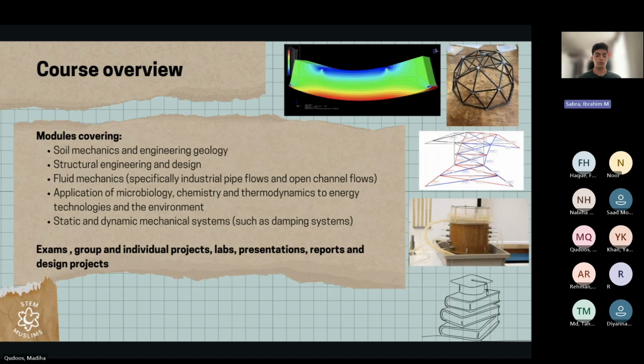Okay, on to the course overview. So the essential modules of civil engineering, which you'll cover in year one, year two, and year three, are soil mechanics, structural engineering, and fluid mechanics. Those are the main three.